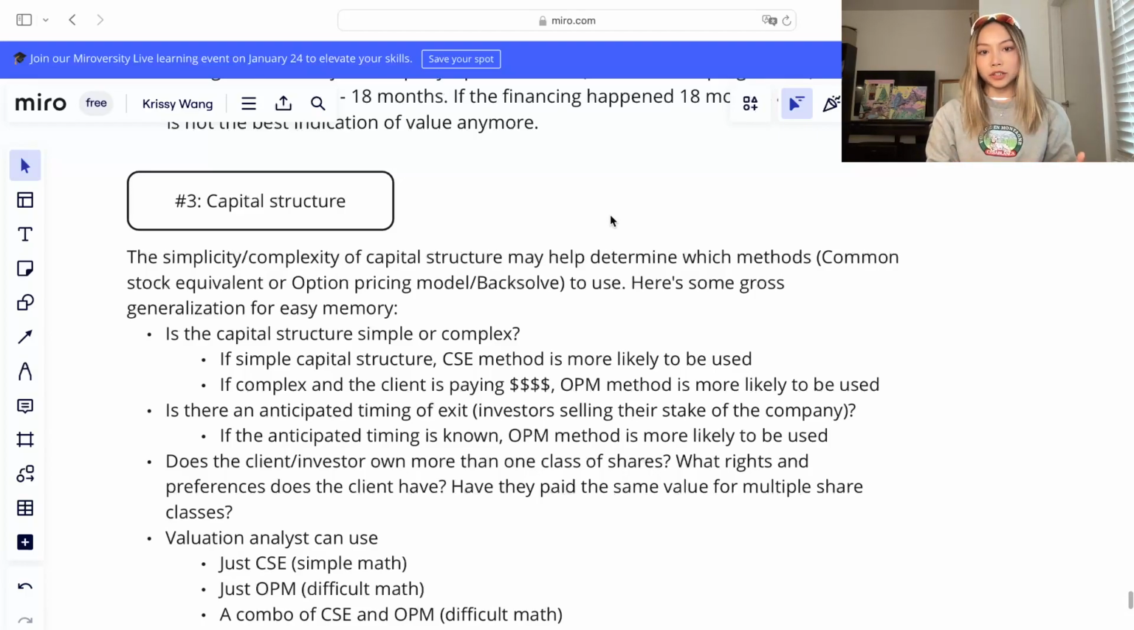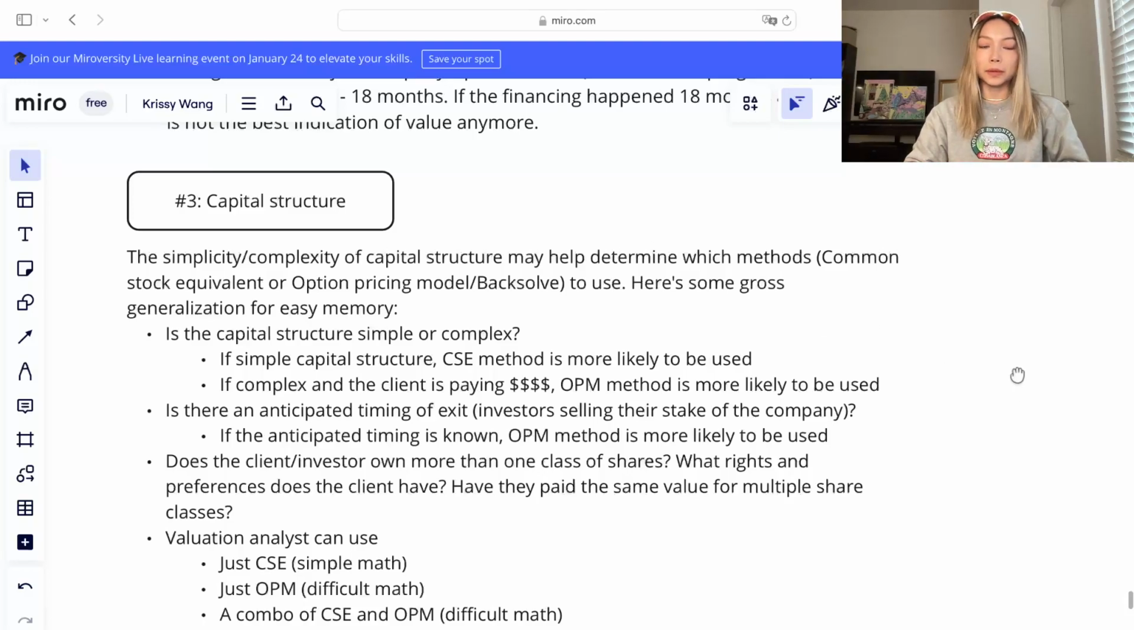If the capital structure is simple, common stock equivalent is more likely to be used because it's easy math. If the capital structure is complex, then clients are paying a lot of money. And just as a reminder, a lot of this valuation service is very costly. So OPM may be likely to be used if the clients pay a lot of money for valuation analysts to do the calculation, verify, check assumptions, and so forth, and the capital structure is really complex. OPM might be better suited.